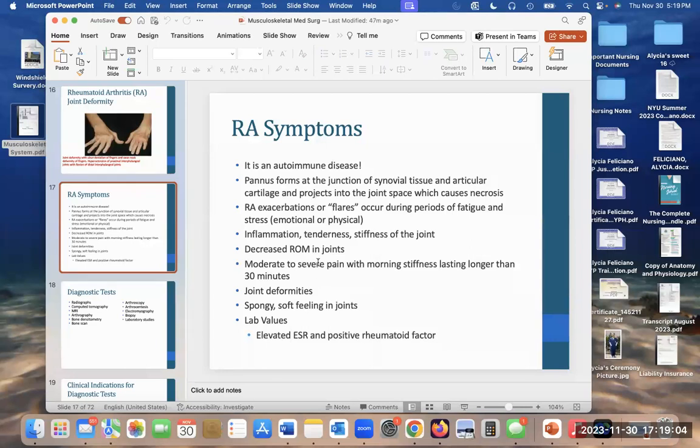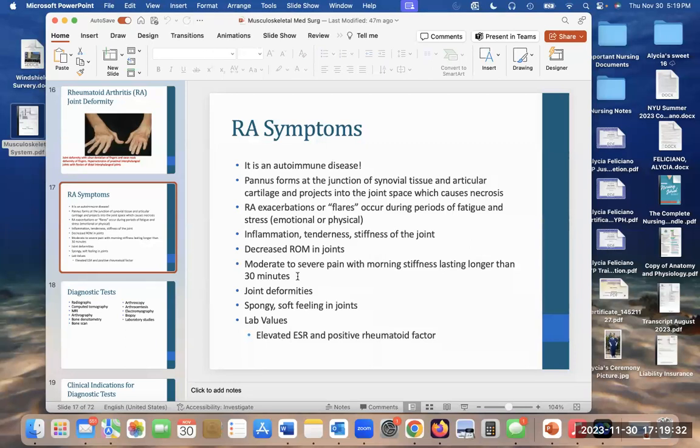The symptoms are, if we're talking about arthritis, anything that ends in -itis means inflammation. So if they have rheumatoid arthritis, they're having inflammation, tenderness, and stiffness of the joints, okay? Because the joints are having a problem. Our body, or autoimmune, going against ourselves is going against the actions of the joints, making them stiff and tender. So there's decreased movement.